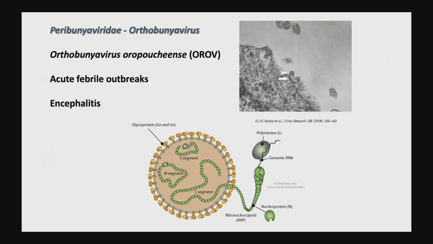I'd like to show you another example with an emerging arbovirus that circulated in Brazil. First of all, we will introduce this virus. The species is Orthobunyavirus oropoucheense. The prototype of this species, Oropouche, is a virus linked to acute febrile outbreaks and also encephalitis. But recently, the first deaths and the first case of vertical transmission with fetal death were confirmed in Brazil.